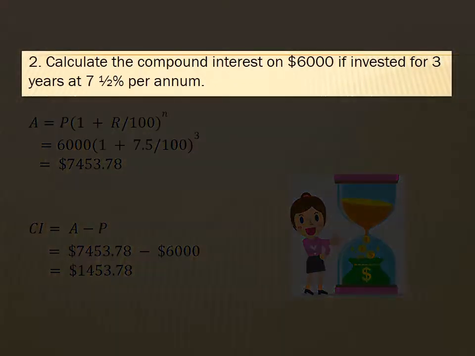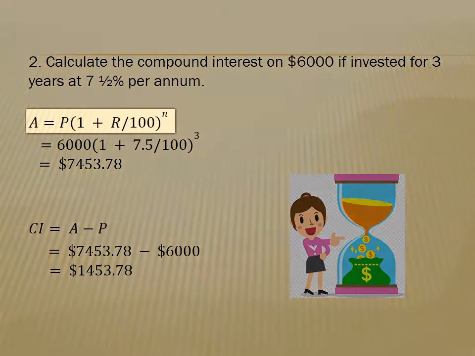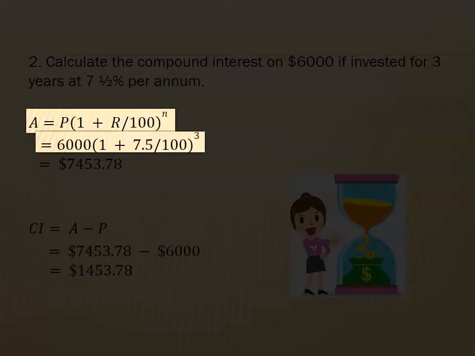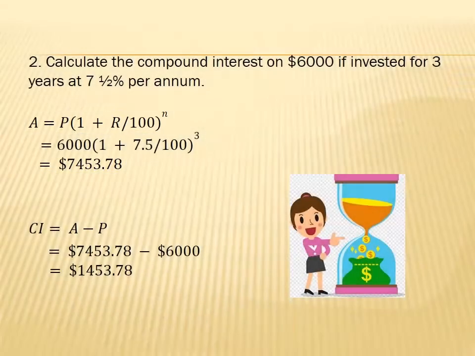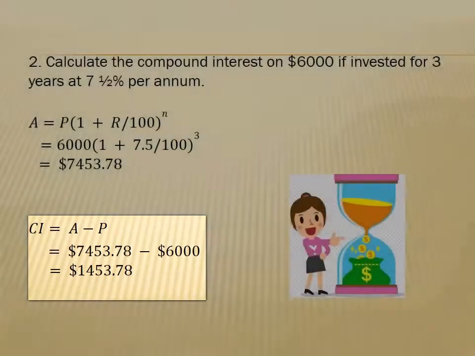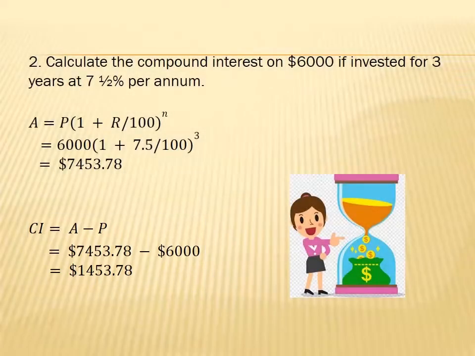In example 2, calculate the compound interest on $6,000 if invested for 3 years at 7.5% per annum. Using the formula, amount is equal to principal times (1 plus R over 100) to the power of n. Substituting values, we would get 6,000 multiplied by (1 plus 7.5 over 100) all to the power of 3, which would give us the amount $7,453.78. Now that we have calculated the amount, we can calculate the compound interest by subtracting the principal from the amount. So $7,453.78 minus 6,000, and this would give us $1,453.78.